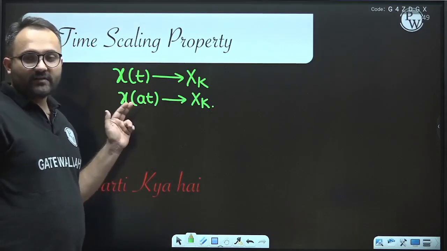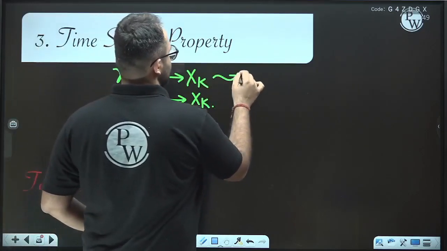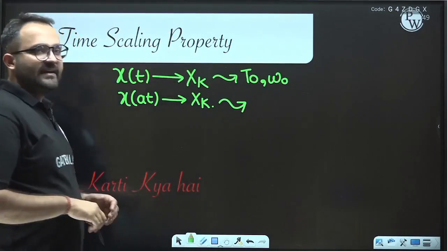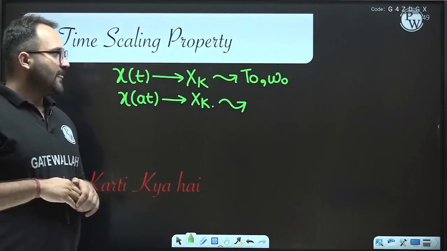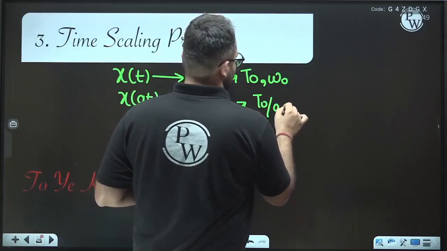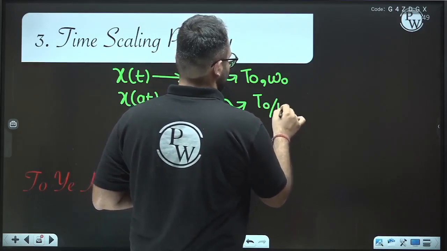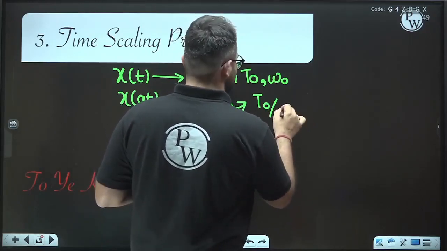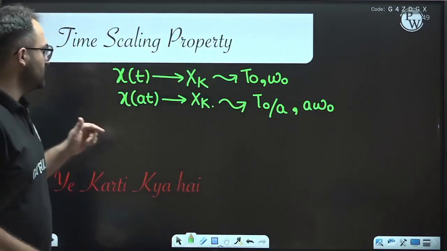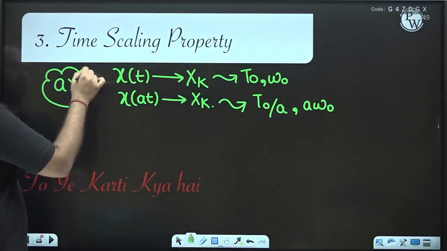Fourier series coefficient does not change by time scaling, but if this signal has time period t naught and fundamental frequency omega naught, then x of at will have some changes, because the time period will change to t naught by mod a. Here we are taking a as positive, so the time period is t naught by a, and the fundamental frequency will become a omega naught. So this is time scaling.